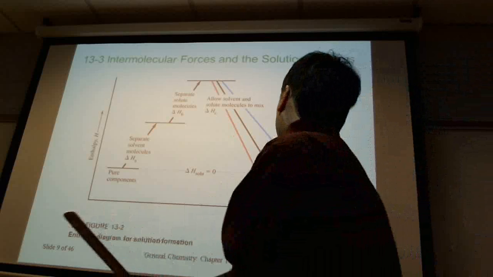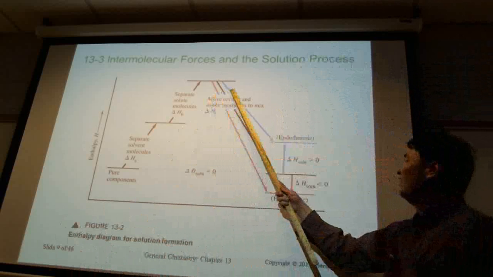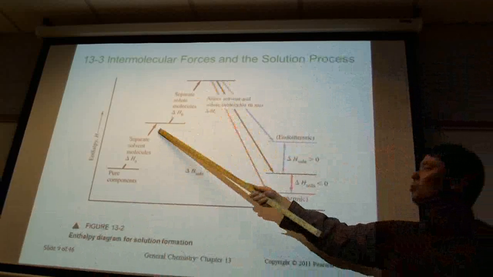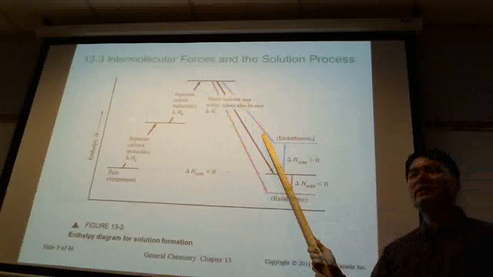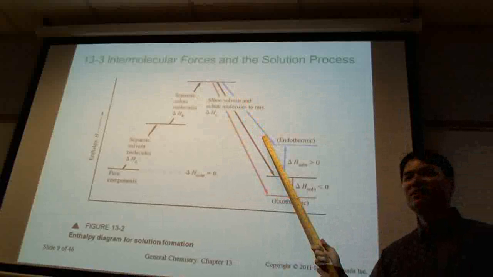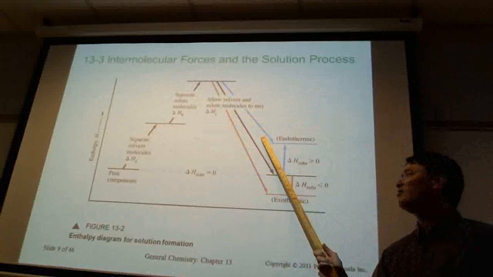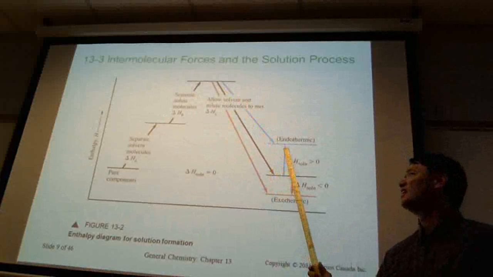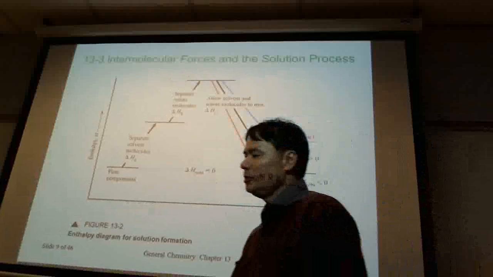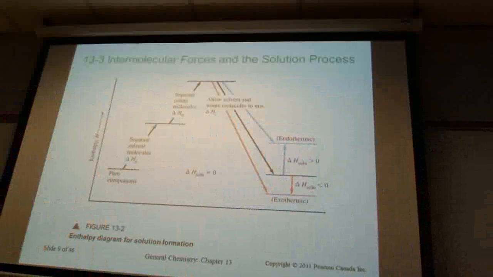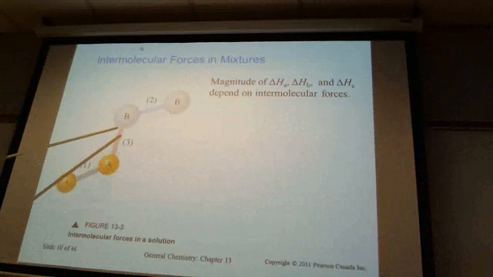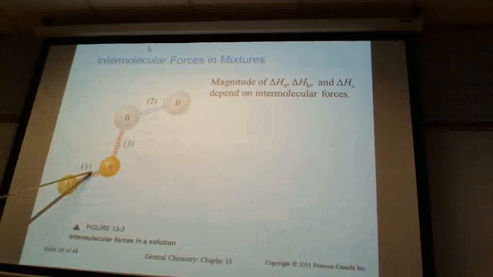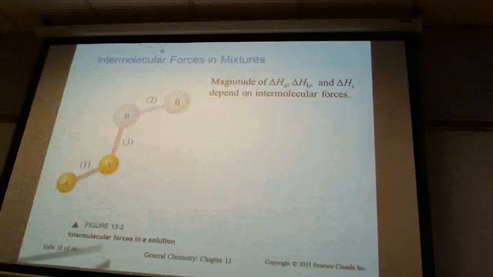Now, what happens in this scenario? In this scenario, we're breaking strong, and we're forming weak. Does that sound favorable to you? No, this is not favorable. This is endothermic. And so you would expect that not to happen. But here are the things we're breaking, and the things we're forming.